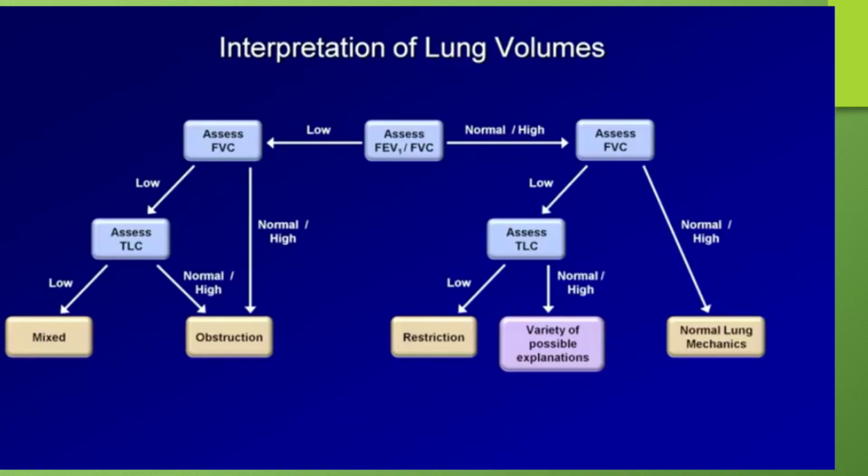Now if the FEV1/FVC is normal and FVC is also normal, then we can say that it is normal lung mechanics. But if the FEV1/FVC is normal or high, but the FVC is low, then we will look at the TLC. If TLC is also low, then it is restrictive. If the TLC is normal or high, then there are a variety of other explanations.